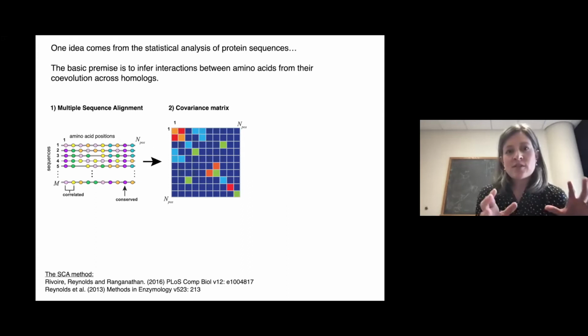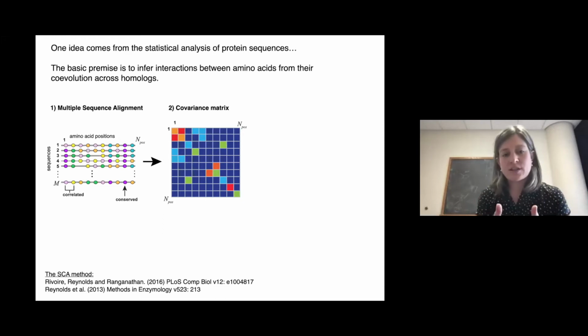Okay, so we're going to start with an idea that's coming from statistical analysis of protein sequences. The basic idea is if we take a bunch of natural protein sequences, so we take homologs of a given protein, and we look closely at their amino acid sequence, perhaps we can learn or infer the rules for constructing these allosteric systems. To be more specific, we want to infer interactions between amino acids based on their coevolution across homologs.